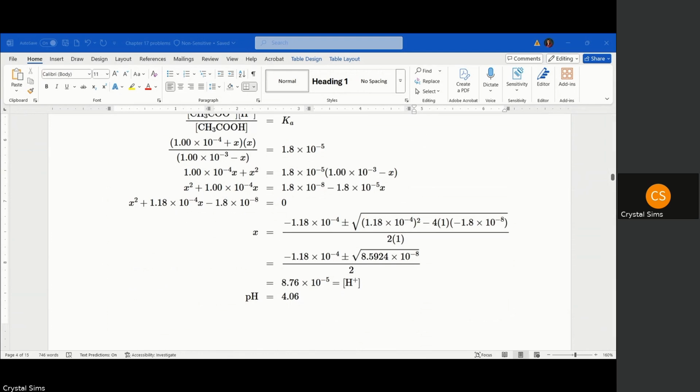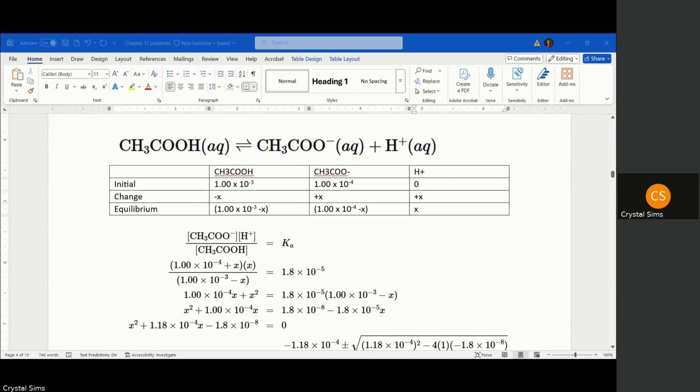Well, it's different because in this problem, the acid-base conjugate pair concentrations are only 10 to 100 times as large as Ka, so we can't assume that x is small. And you say, okay, I don't really understand what that means.